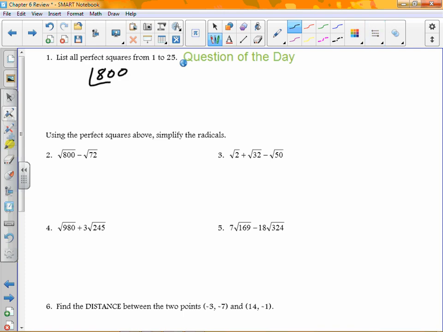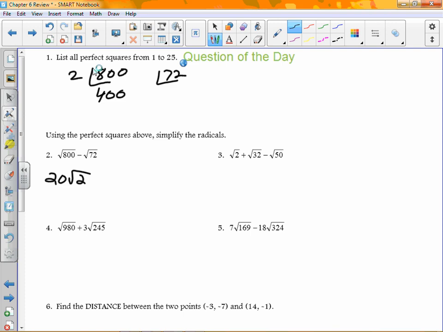Up here at the top, it asks for the perfect squares between 1 and 25. Guys, it is beneficial to you that you can recognize the square root of 400 as a perfect square. What's the square root of 400? 20. So I changed the square root of 800 to the square root of 20 times the square root of 2. So now I have to simplify the square root of 72.